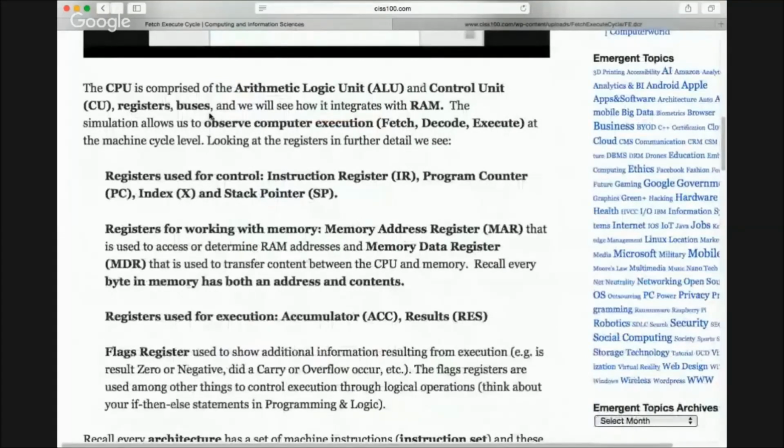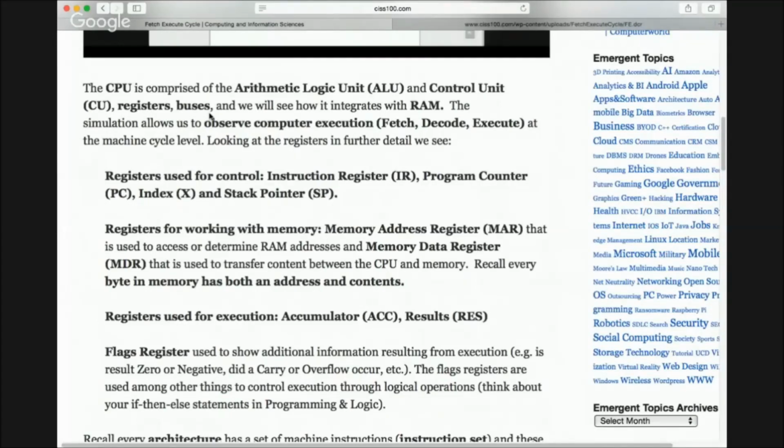The CPU is comprised of the arithmetic logic unit, represented by the acronym ALU, and control unit. These are the two major components of the CPU. It also has registers and buses internal to it, but it also has a bus to the RAM, and it integrates with the RAM.